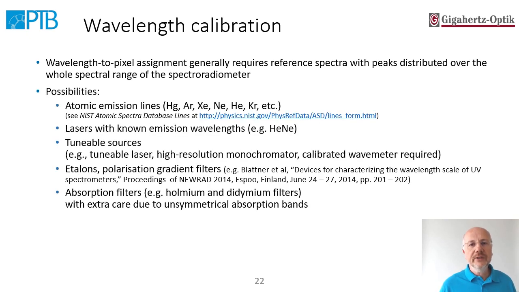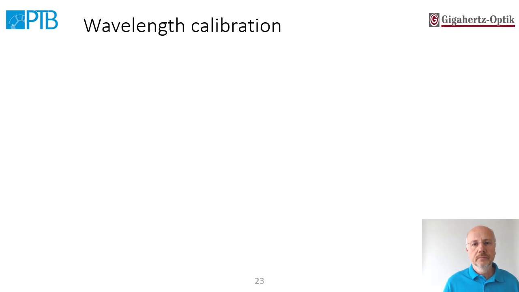The raw data of an array spectroradiometer is usually expressed in counts per pixel. But we want to have an assignment to wavelengths, and therefore we need reference spectra. We could use several so-called panel lamps with atomic lines, or we have known lasers that we can use, or we have a tunable laser and then a calibrated wave meter, or we use etalons or absorption filters or other reference spectra to assign a wavelength to the x-axis of our instrument.